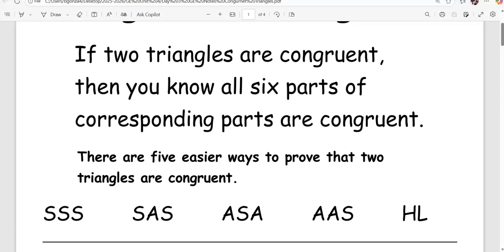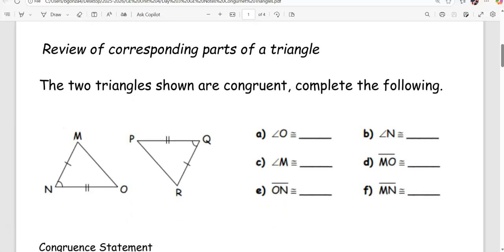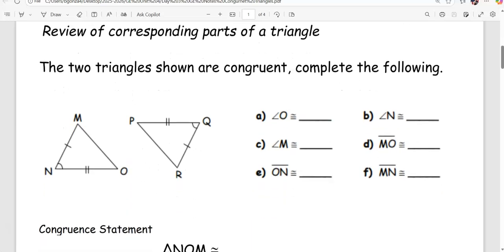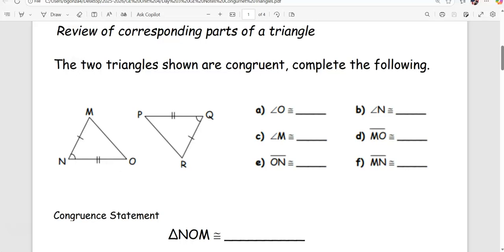So let's talk about SSS. After we do this part right here. Can we review corresponding parts of a triangle? Let's do it. Okay, when you're looking at this picture, I want you to notice, to get from this triangle to this triangle, I hope you notice that the one arc is now over here, which means that it must have been rotated, okay? Rotated. When you're thinking what matches, you have to kind of rotate it in your brain a little bit. Now, what does O match up with over on here?